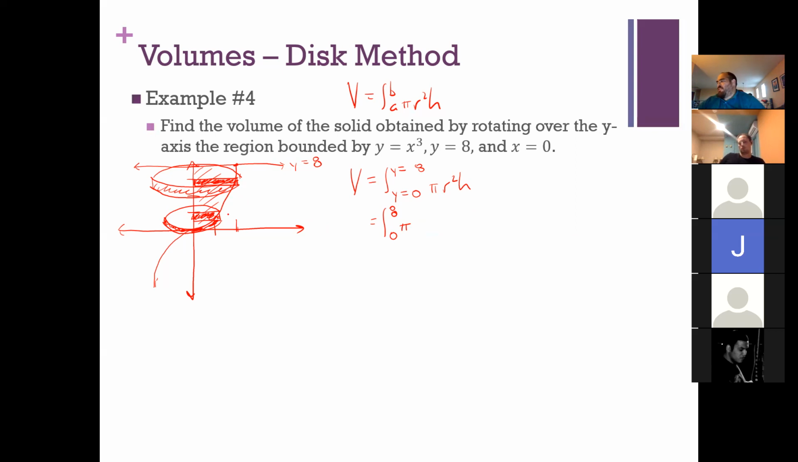Let me ask you this way. I don't think I've mentioned it like this. Is the radius going to be a horizontal measurement or a vertical measurement for this example? Horizontal. It's going to be a horizontal measurement, right? So it's going to be something in the x direction. And in this case, I think it's going to simply be the x value, right?